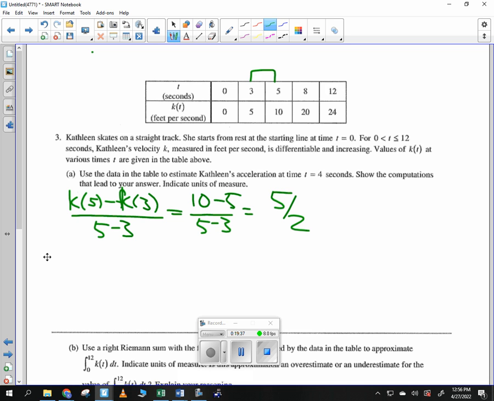What is our label? Feet per second squared. Yep, feet per second is the velocity. The acceleration is feet per second squared. The units of measurement will probably be a point on that. We'll check.